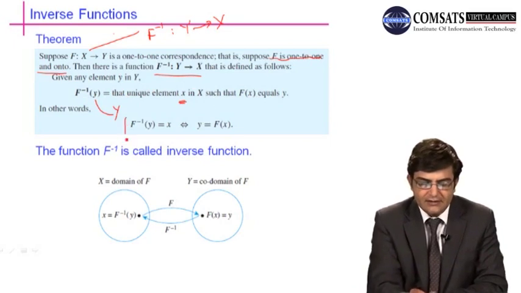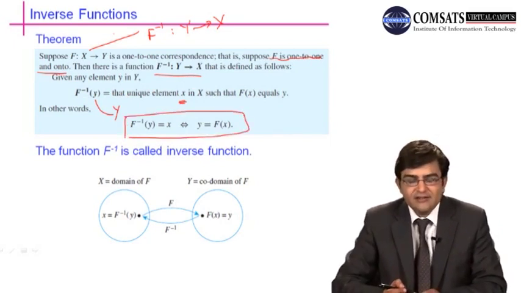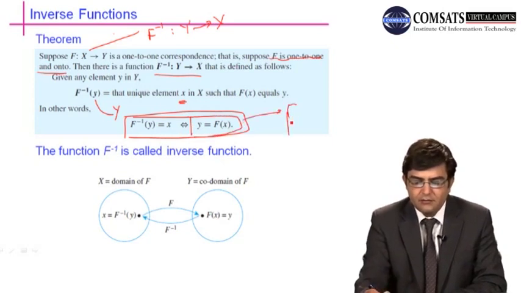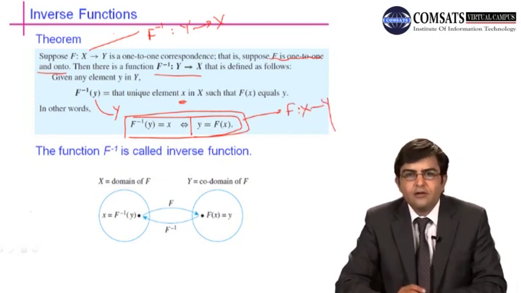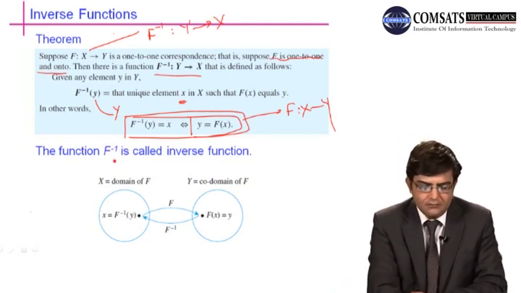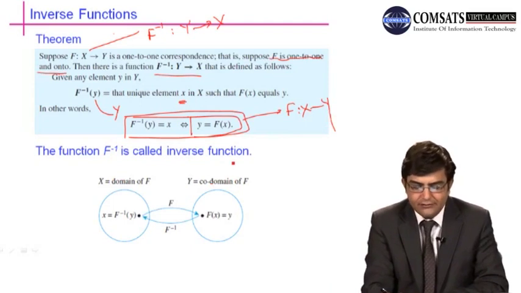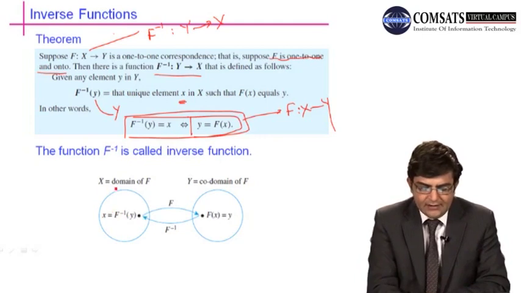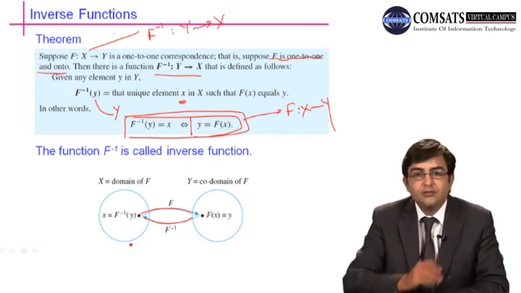You can say it like this: f inverse of y is equal to x if and only if y is equal to f of x. This is from the definition of function f from X to Y. The function f power minus 1, or f inverse, is called the inverse of the function. In this case X is the domain of f and Y is the codomain of f. This is f, and f inverse goes from this set to this set.